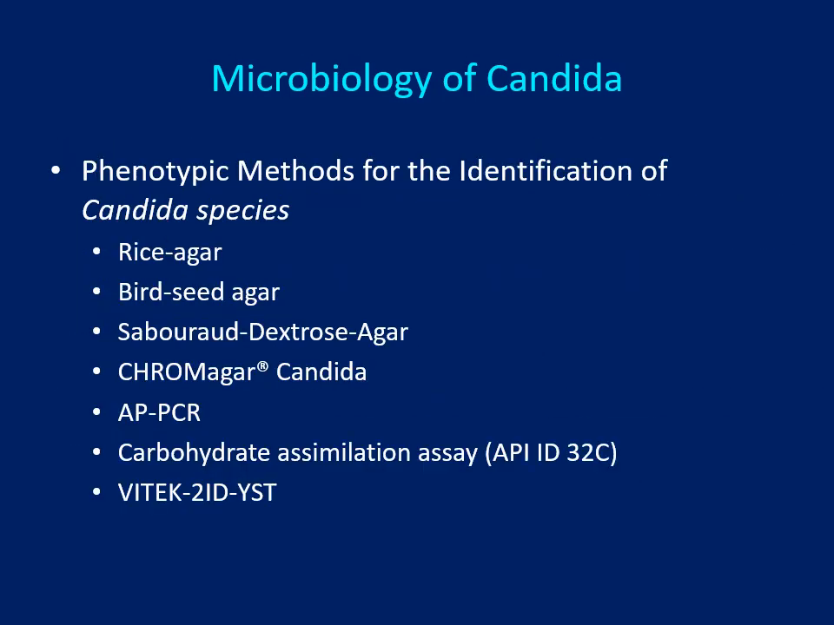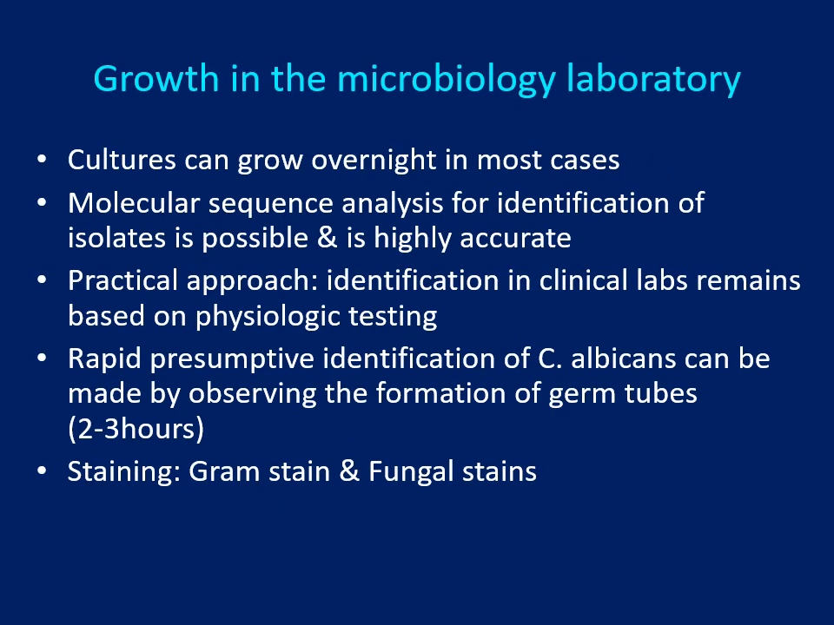The phenotypic methods to identify Candida depend on several modalities: the rice agar, the birdseed agar, the Sabouraud dextrose, which we use quite often, the CHROMagar Candida, the carbohydrate assimilation assay, the API identification, and finally the VITEK, which we also use at AUB. The culture can grow overnight in most cases. There is the ability to do molecular sequence analysis to identify the isolate, and this is very highly accurate.